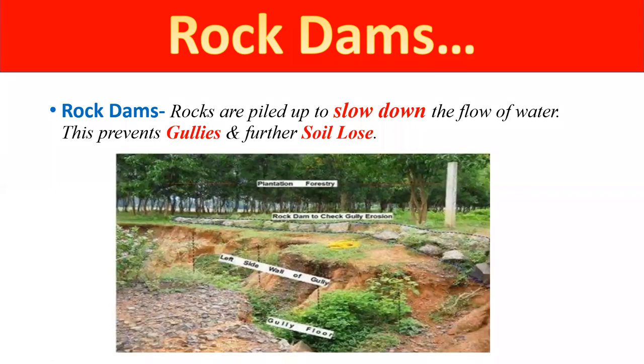See it, this is the situation. Now you can see that we have some rock dams, right? And why have we made these rock dams? Because the flow of the water can be slowed down. In this way, we can say that water erosion can be stopped, right?